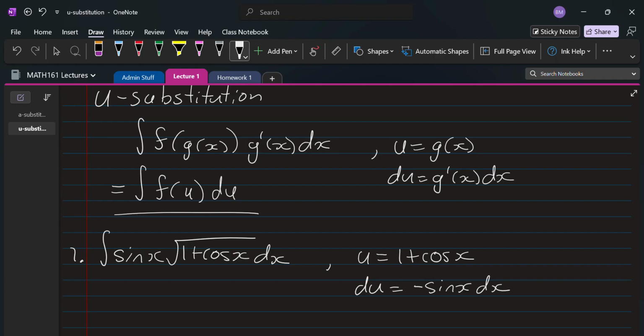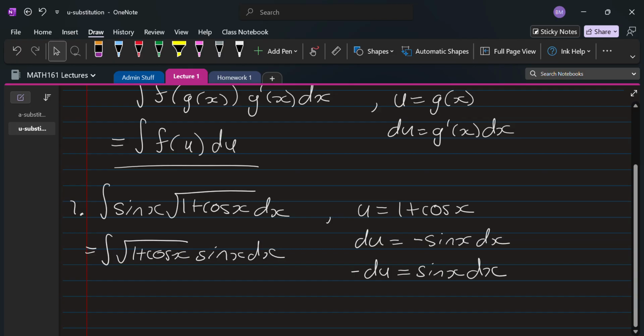Okay, that's almost what we want for that first part. In the question, it's just sine. Over there on the right, it's minus sine. So we're going to have to take the minus over to the other side. So we have minus du is sine x dx, which takes care of the first part with the sine x, and that last bit with the dx. So we can rewrite this a bit better. We have root of 1 plus cos x, sine x dx. So the first part, root of 1 plus cos x, just becomes root of u. Sine x dx is going to be minus du. So we put all of that there.